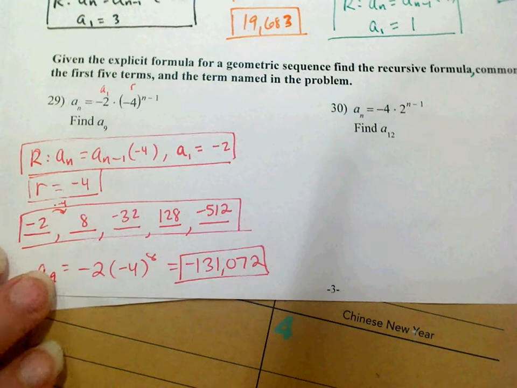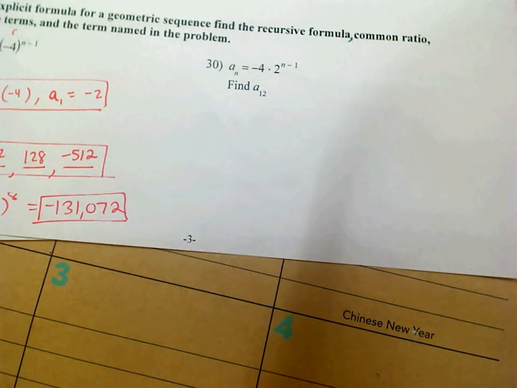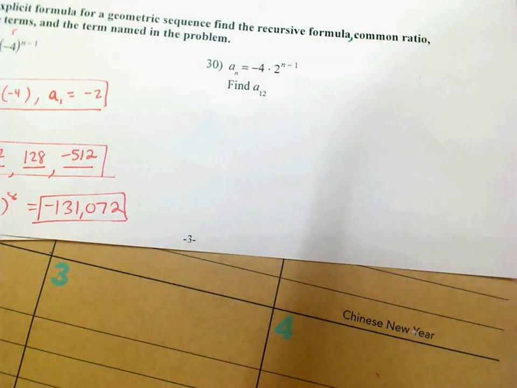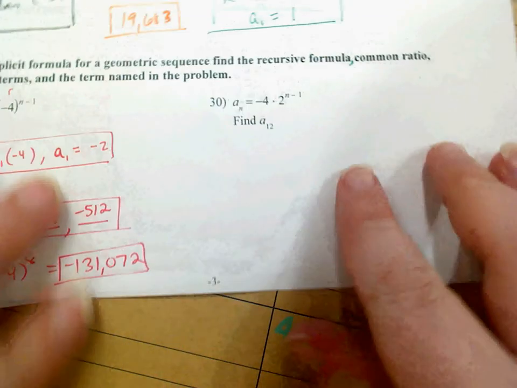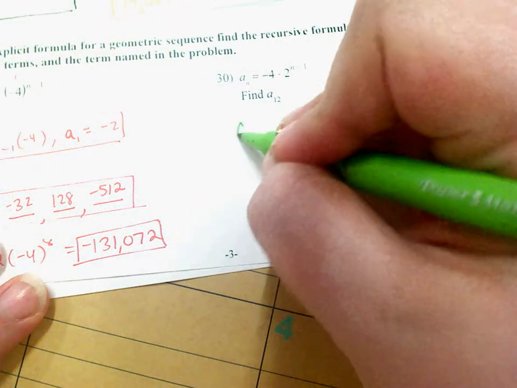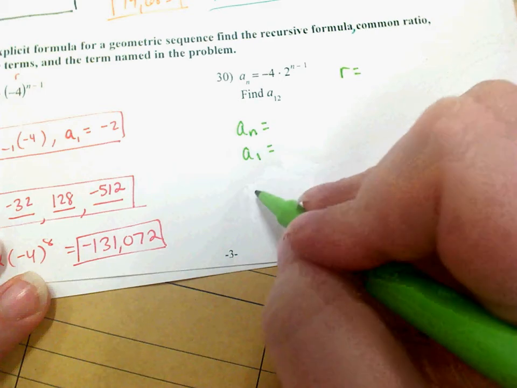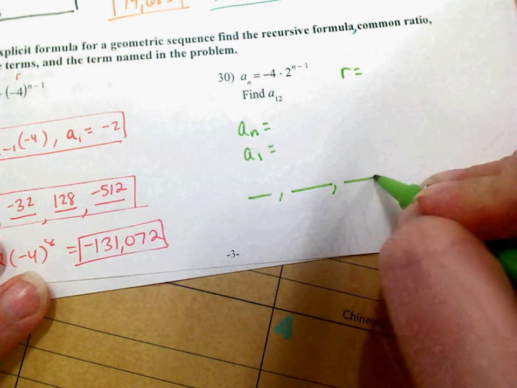Number 30 just kind of switches, which is boring, but whatever. Okay, I need the common ratio. I need the recursive formula. I need the first 5 terms. And I need the 12th term.